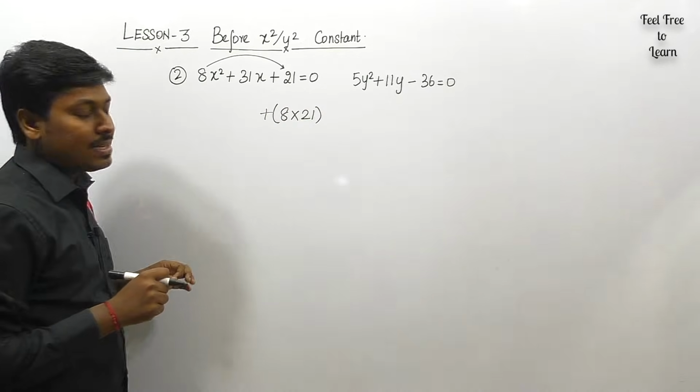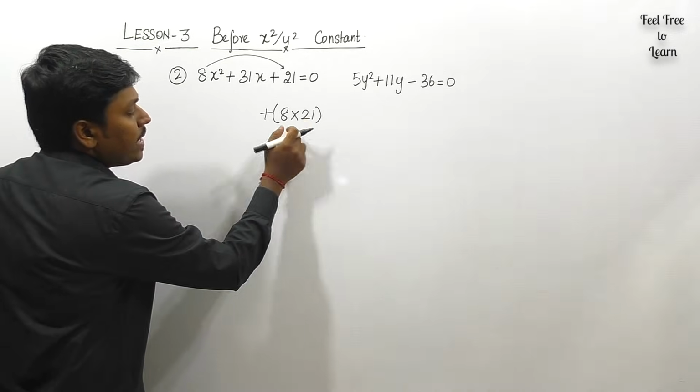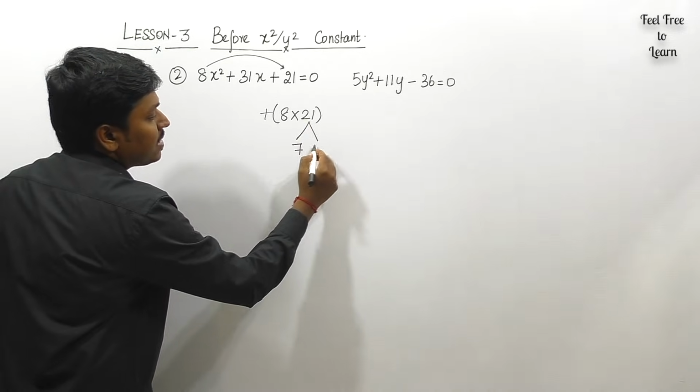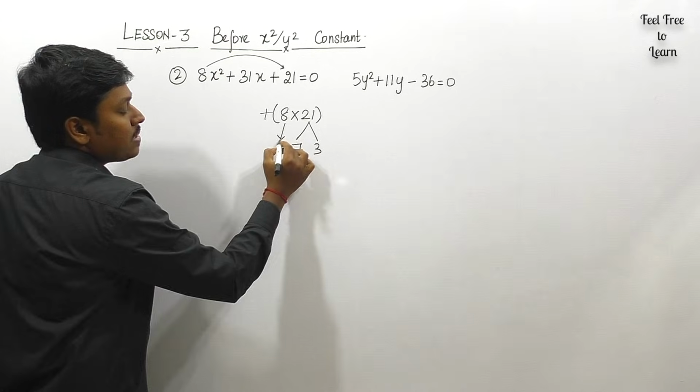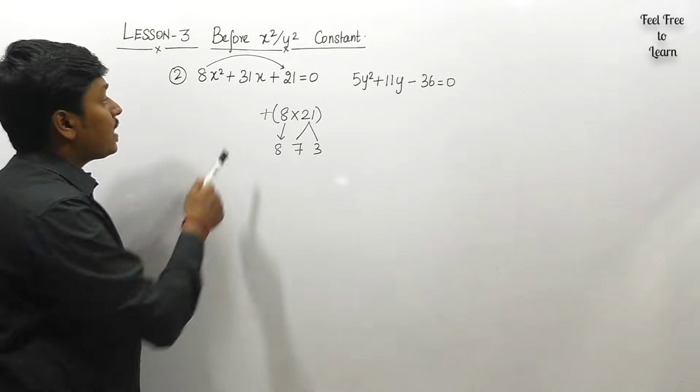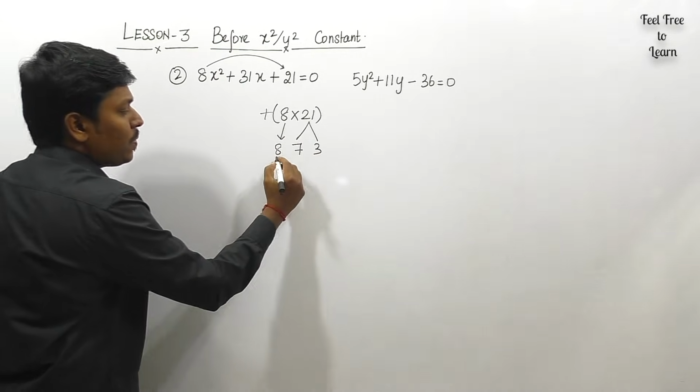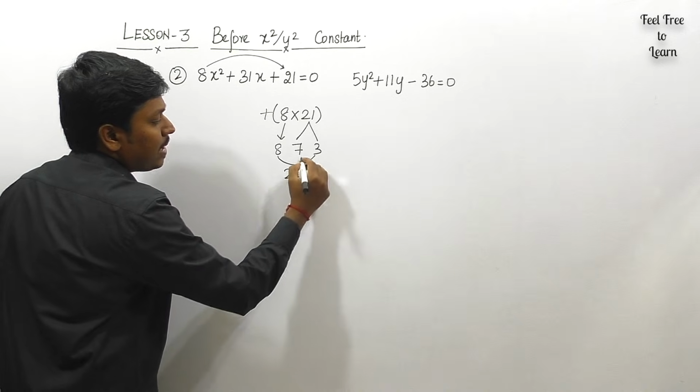So keep both the numbers as it is. So I think this 21 can be written as 7 into 3, because 7 into 3 will be 21. So bring this 8 to the next step. Our target is to bring plus 31. So friends, let me do one thing. 8 3s are 24 and the remaining number is 7.